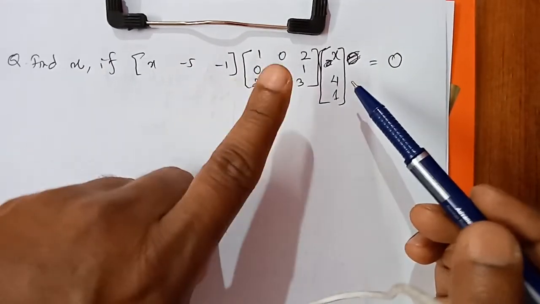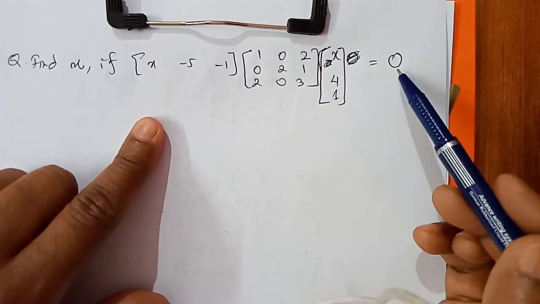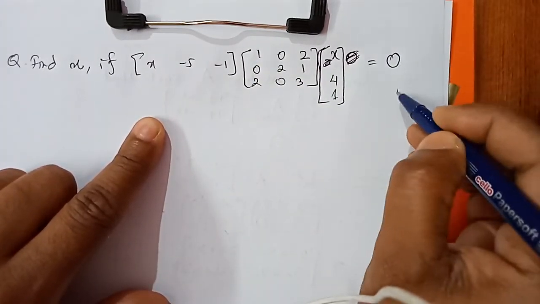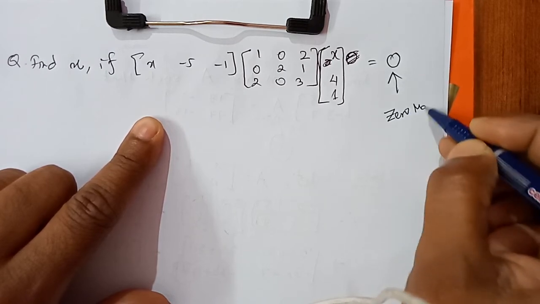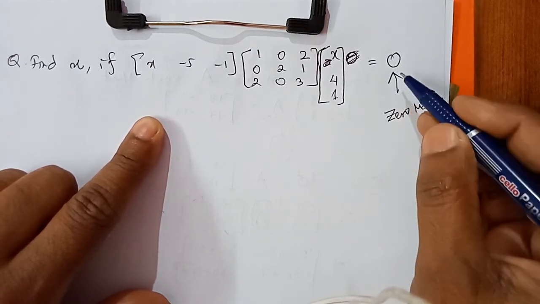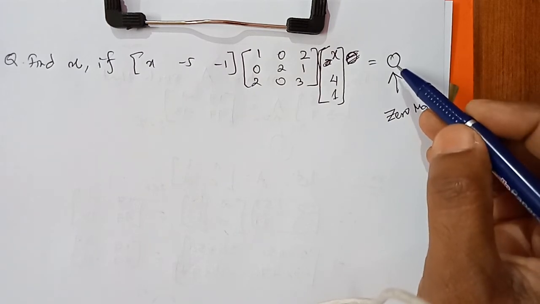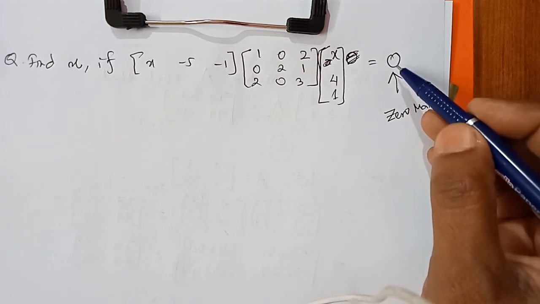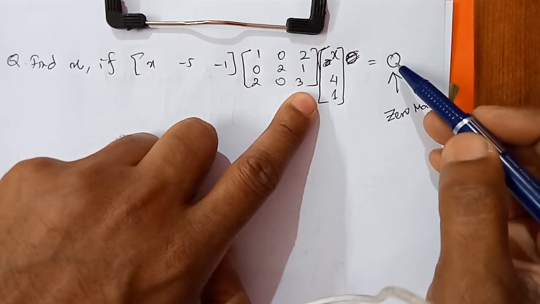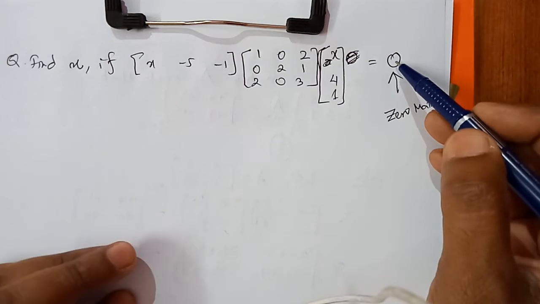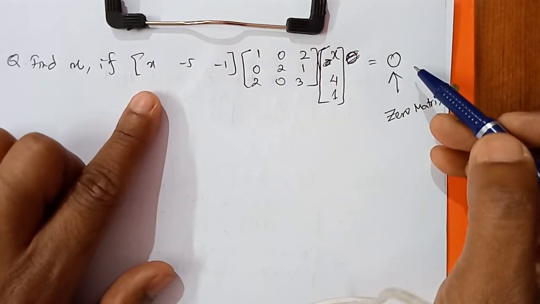This is the first matrix, second matrix, third matrix, and the product of all the three matrices is a 0 matrix. This is not a real number 0. This is 0 matrix, because on the left hand side everything is in matrix form. The right hand side 0 should also be in matrix form. That's why you have to treat this symbol as 0 matrix. Now you have to find the value of x.